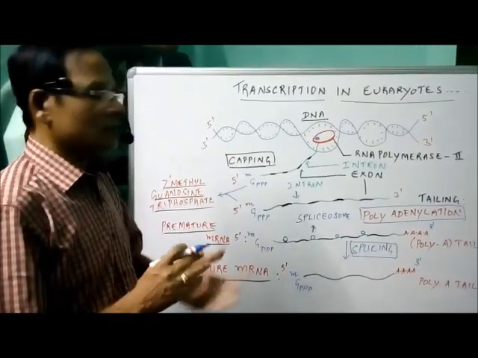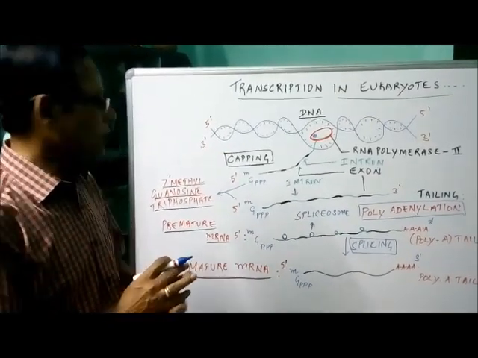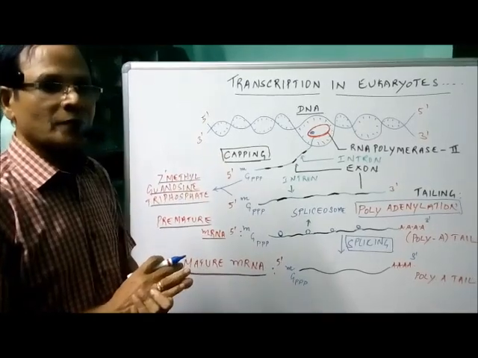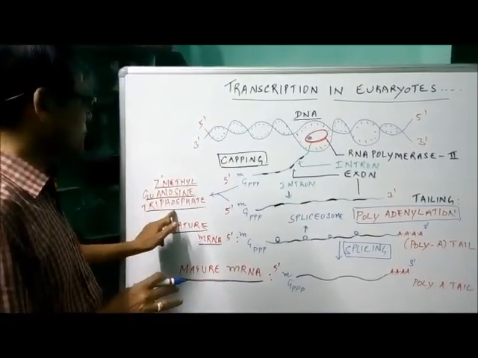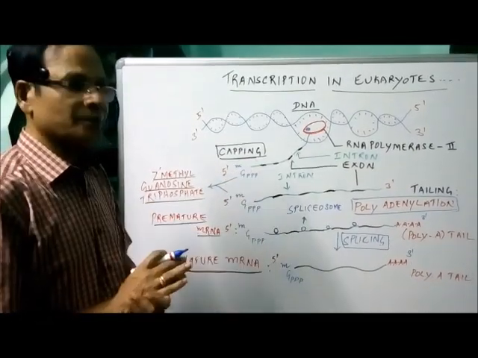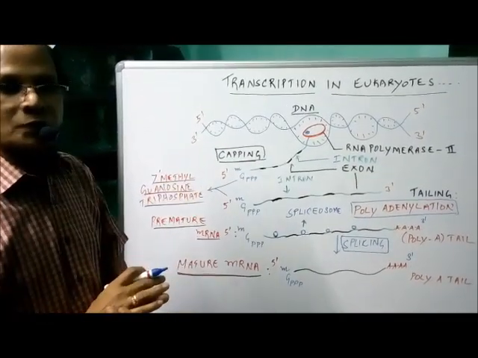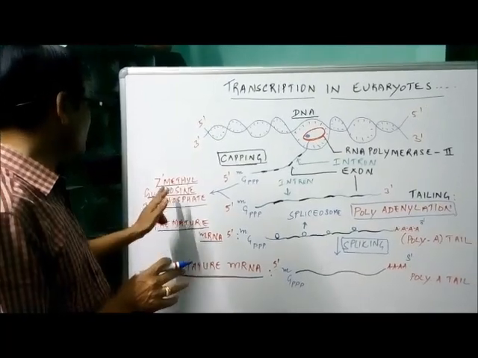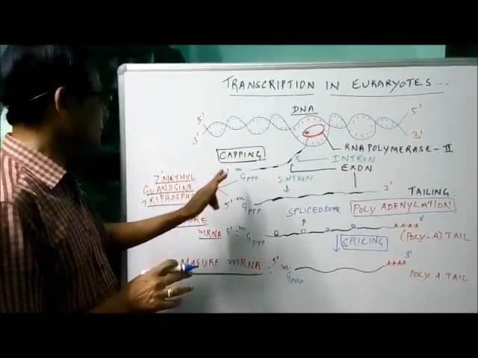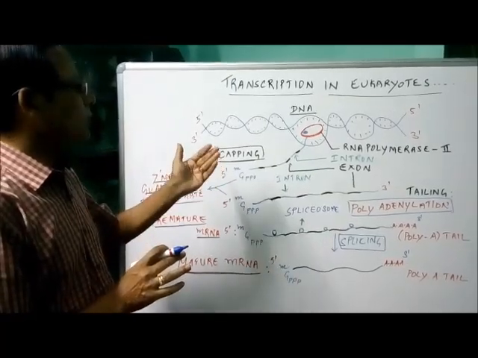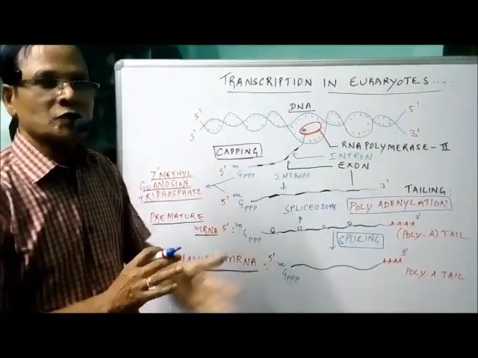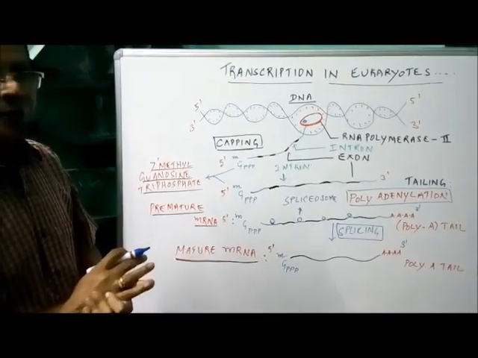Now during the process, there are two events. One event is what is called the capping. That is nothing but the addition of 7-methyl guanosine triphosphate to the 5' end. I mentioned the role also. The addition of 7-methyl guanosine triphosphate is called the capping process. So the capping process is going on along with the elongation of the RNA.